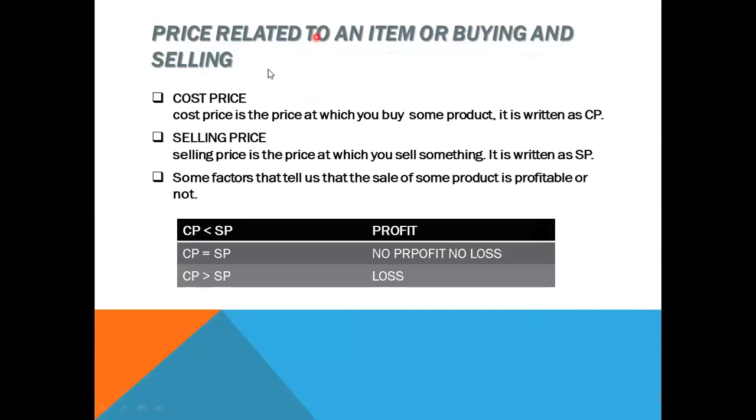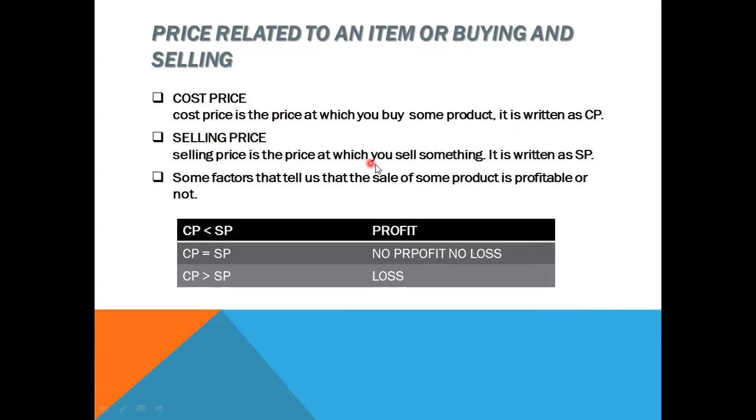Next is prices related to an item, or buying and selling. Cost price is the price at which you buy some product. It is written as CP. Cost price means, if you go to a shop and purchase something, that we can say is the cost price. In short form we write CP.